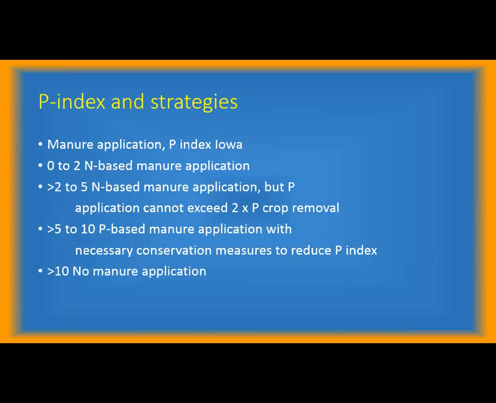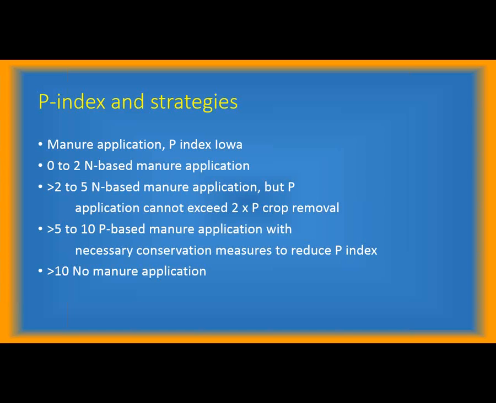If you have a low phosphorus index, so phosphorus is not a limitation, you would tend to base your manure application solely on the nitrogen content and nitrogen source that manure would be. Greater than 2 up to 5, also you're going to base that manure application on the amount of nitrogen, again, taking account or credit for the amount of phosphorus that comes along with it, but you can't do an application over 2 times the phosphorus crop removal.